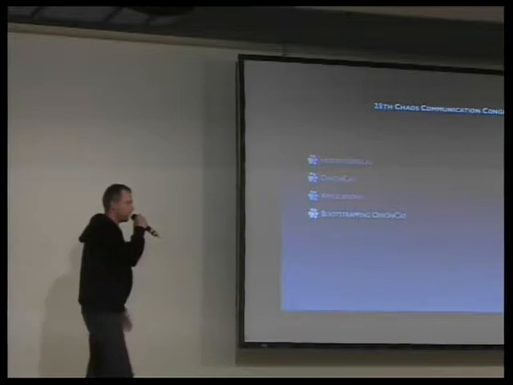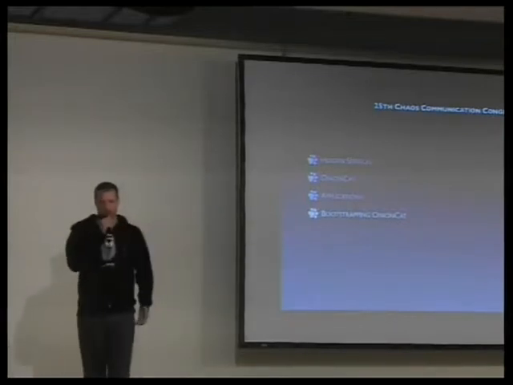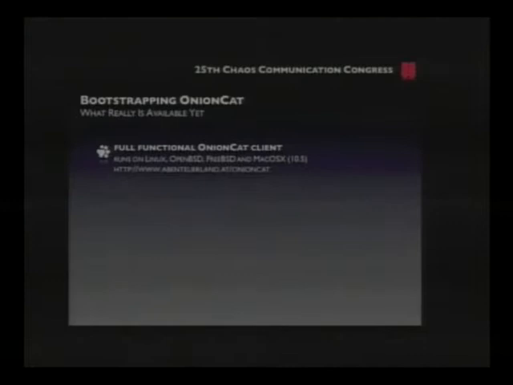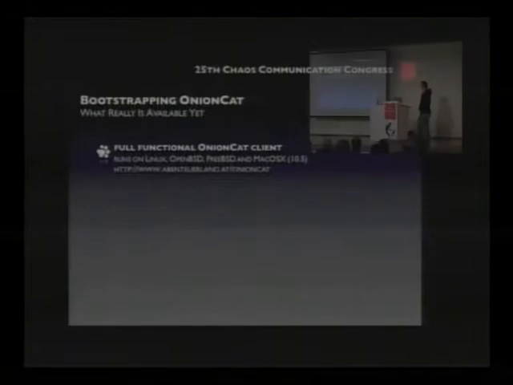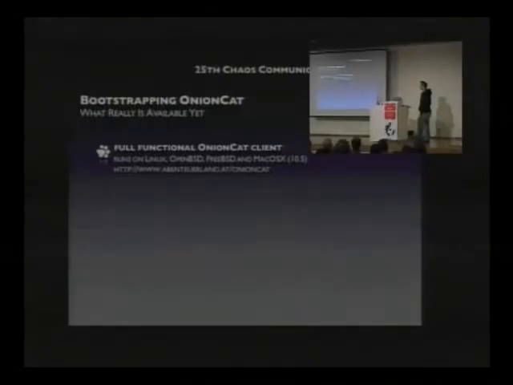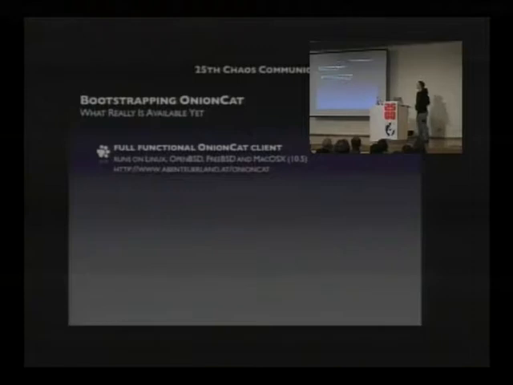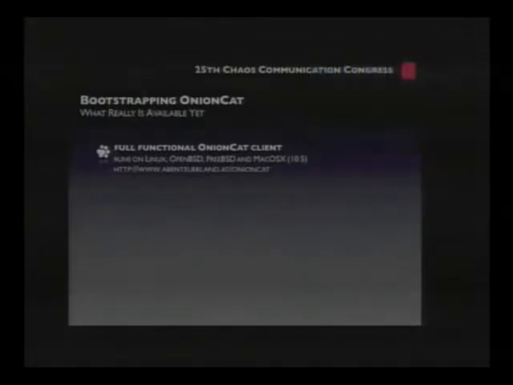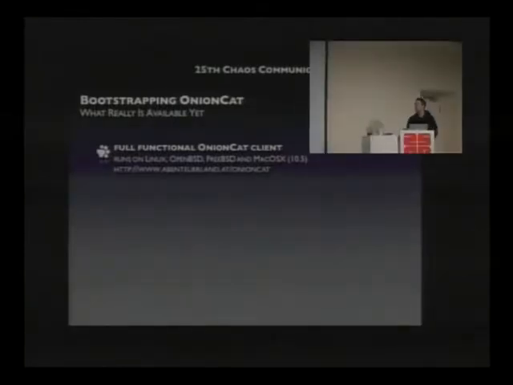Let's talk about bootstrapping OnionCat. How do we put some life into the OnionCat scene? Which is the reason why we are here now. What is available now? We have the fully functional OnionCat client to download. It runs on Linux, OpenBSD, FreeBSD, and Mac OS X. We couldn't manage to port it to Windows right now because it's a tricky thing to use the OpenVPN implementation. The OpenVPN guys did a very good job there. And you can get it at the URL we posted here.